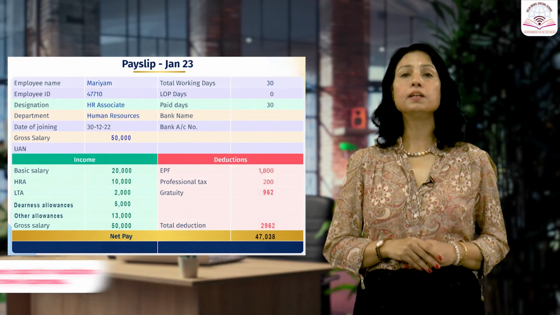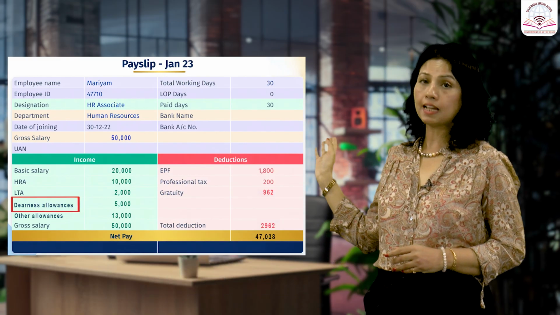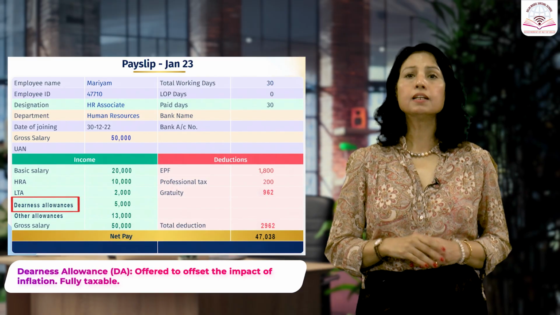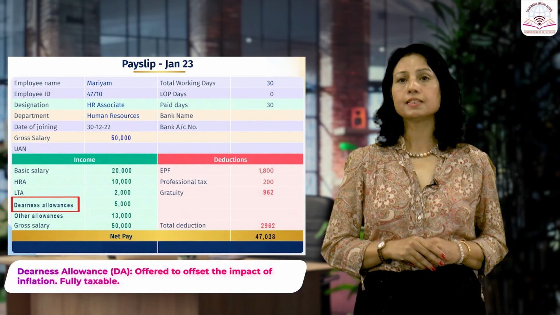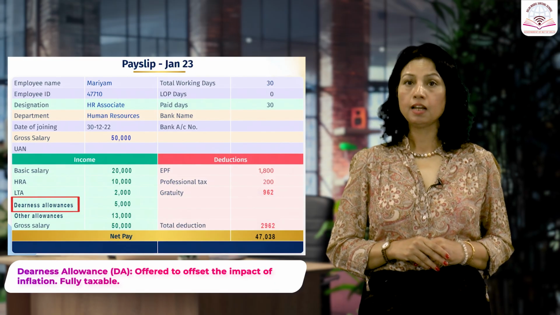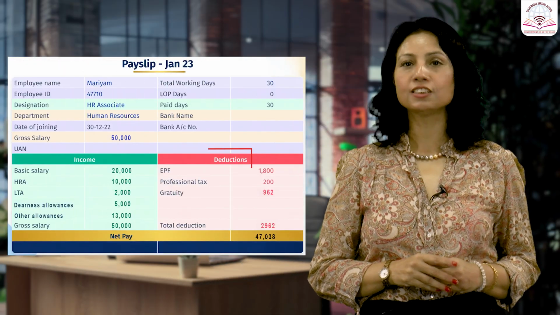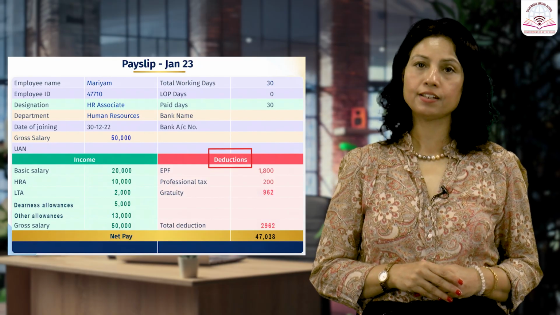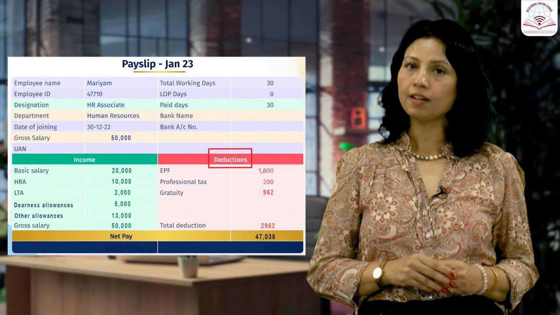The last component is DA or DNS allowances. It is a compensation for inflation and typically a percentage of your basic salary. Government revises DA twice in a year. It is fully taxable. There are other components of income as well, depending on your organization and nature of job. Let's talk about deduction sections now, which has many deductions from your salary. We will break them down one by one for you.